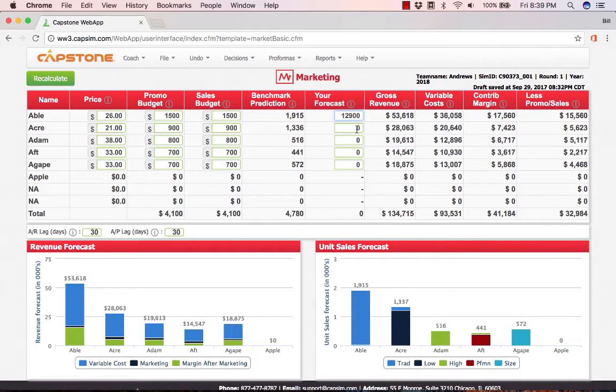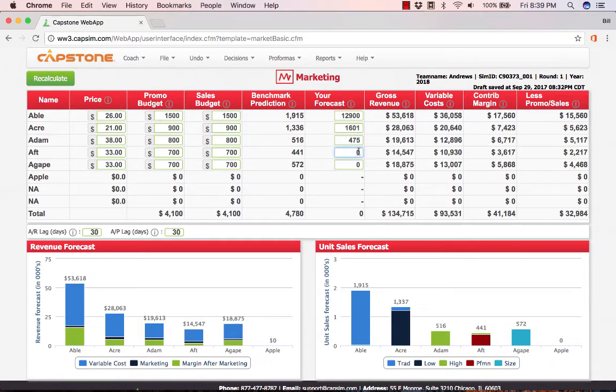Okay. Now I did these similar calculations for each of the other segments, so you don't have to watch me bang around needlessly on the calculator. But for Acre, I went through that same scenario. It's 1601. Okay, and then for Adam, I calculated about 475 that I thought I could sell.